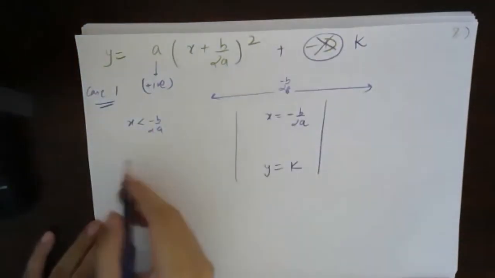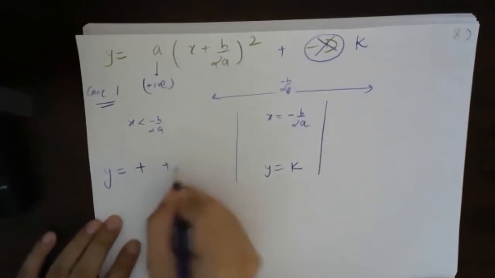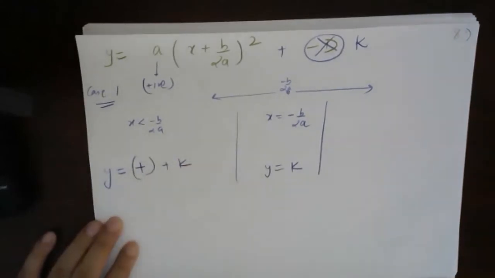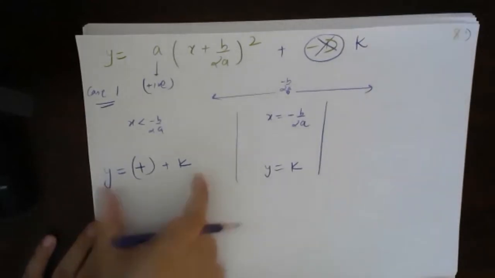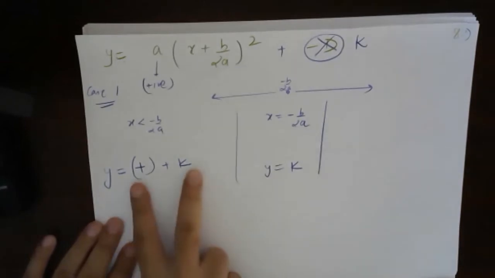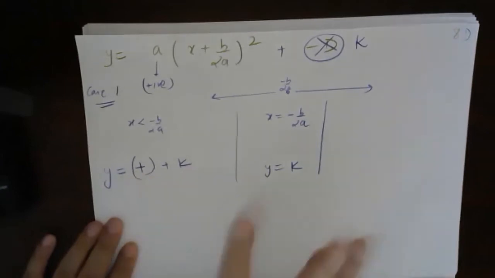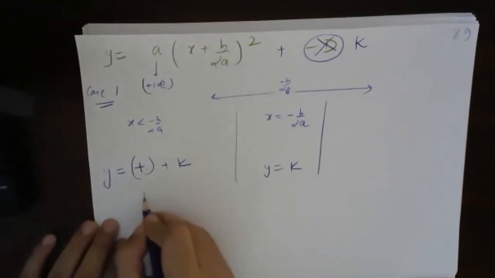So what will you get y as? y is equal to some positive value plus k. Now tell me which one is greater, this y or this y? Obviously this y is greater. Something is added to something, so it will always be greater, right? Understood? So which is greater? This one.